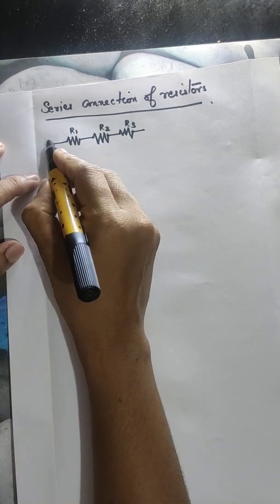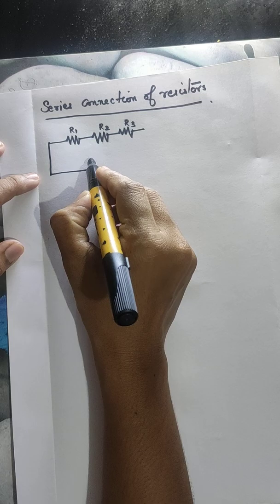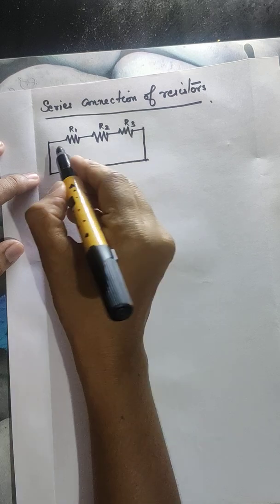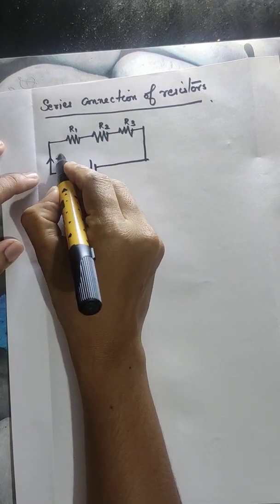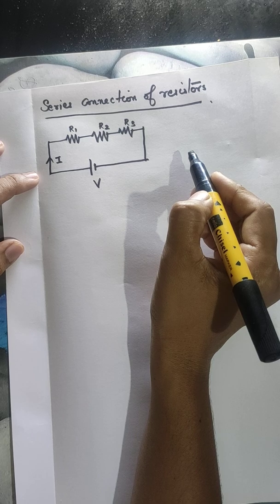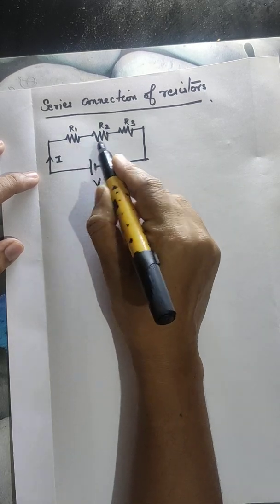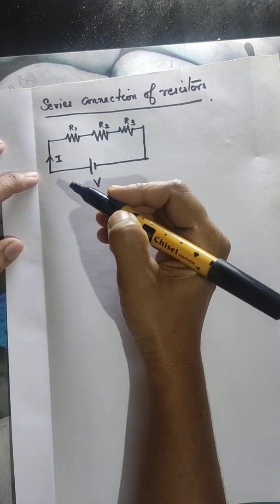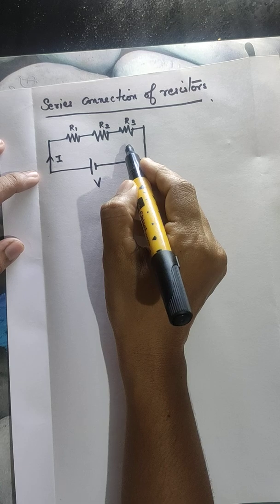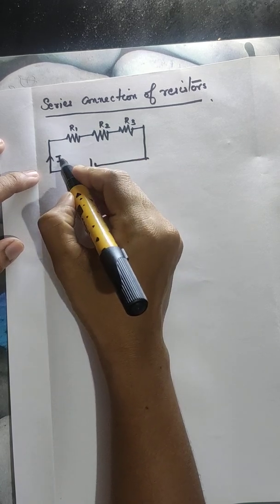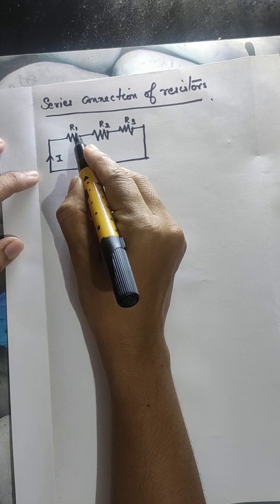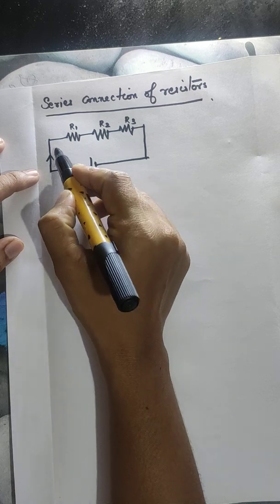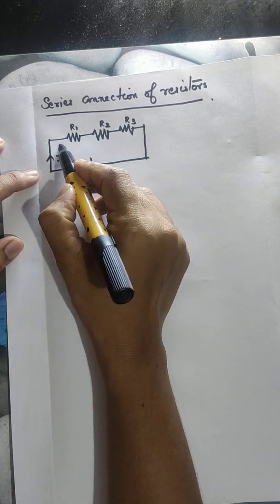And this series combination is connected across a voltage source V. Let I be the current flowing through the circuit. So V is the total voltage applied across this series combination and I is the current flowing through the circuit. From this diagram itself, it is evident that this current I will flow through all the resistors R1, R2 and R3. So it is clear from the diagram itself. This current will circulate like this.